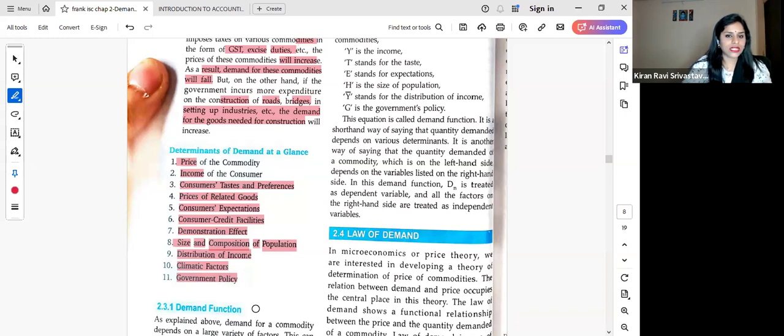Got it? So these are the 10 points, and all these make the determinants of demand or factors affecting demand. So I hope you have understood the factors or determinants of demand. This is one of the very important topics which you might get in the exam.